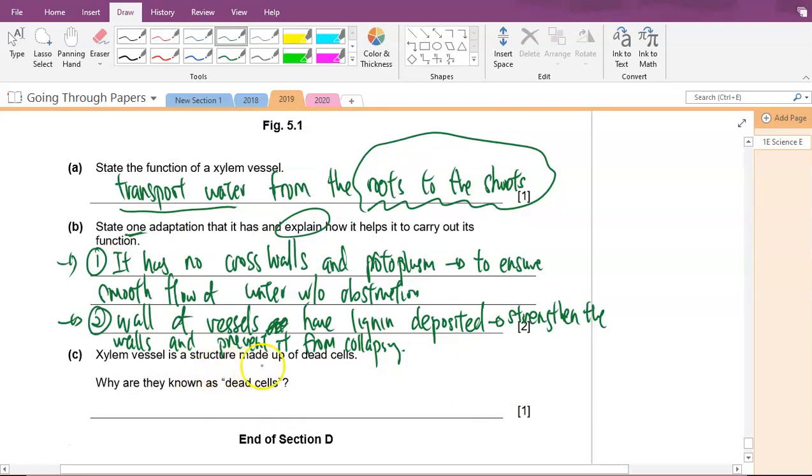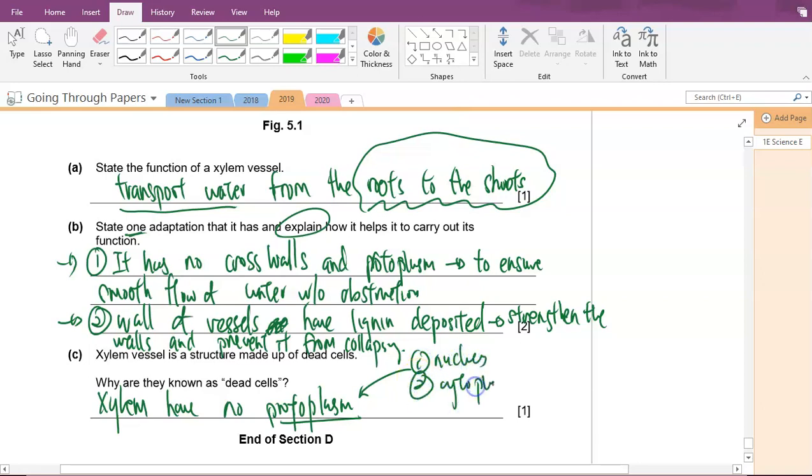Last one, xylem vessel is a structure made of dead cells. Why are they known as dead? They are dead because xylems have no protoplasm. We know that all living cells must have protoplasm, which means they have a nucleus. Secondly, they must have cytoplasm. And last one, they should have a cell membrane. But in this case, we do know that the xylem has no cross wall, no protoplasm. So therefore, they are known as dead cells. So this is a 2019 paper that we've gone through. That's all.